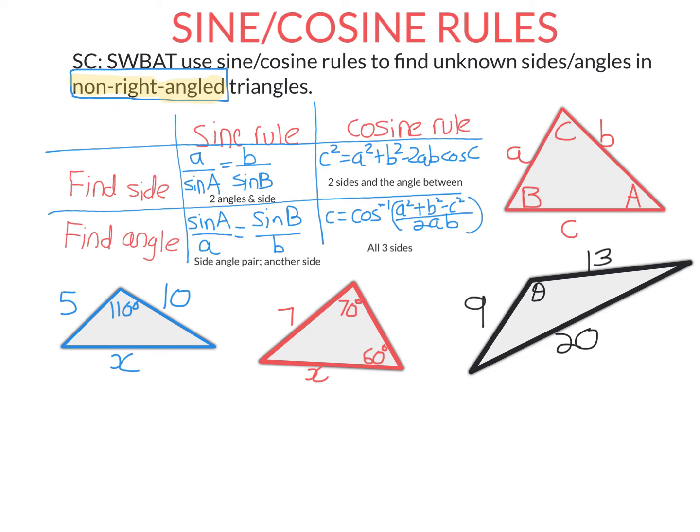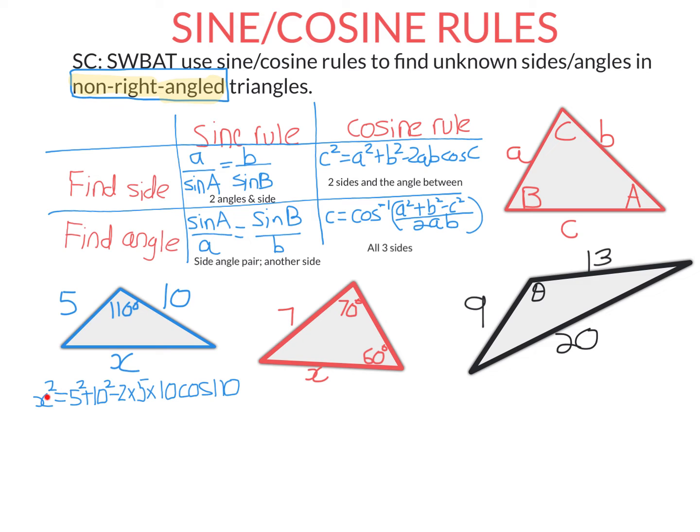All right, let's look at each of these three examples, starting with the blue triangle. Here I want to find x, I want to find a side. Let's look at what information I have. I have two sides and the angle between. So my table tells me I need to use the cosine rule. The cosine rule is this formula here, where we've just replaced c with x.